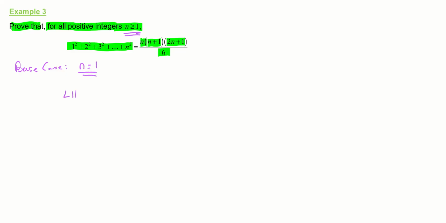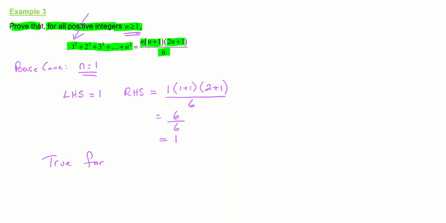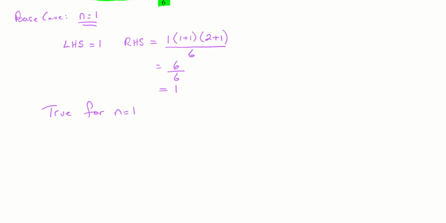If we look at the left-hand side, it's just 1 squared, which is 1. If we look at the right-hand side, if n is equal to 1, we have 1(1 + 1)(2 times 1, which is 2, plus 1) over 6, which is equal to 6 over 6, which is 1. So it is certainly true for n equal to 1. So that is the base case proven.